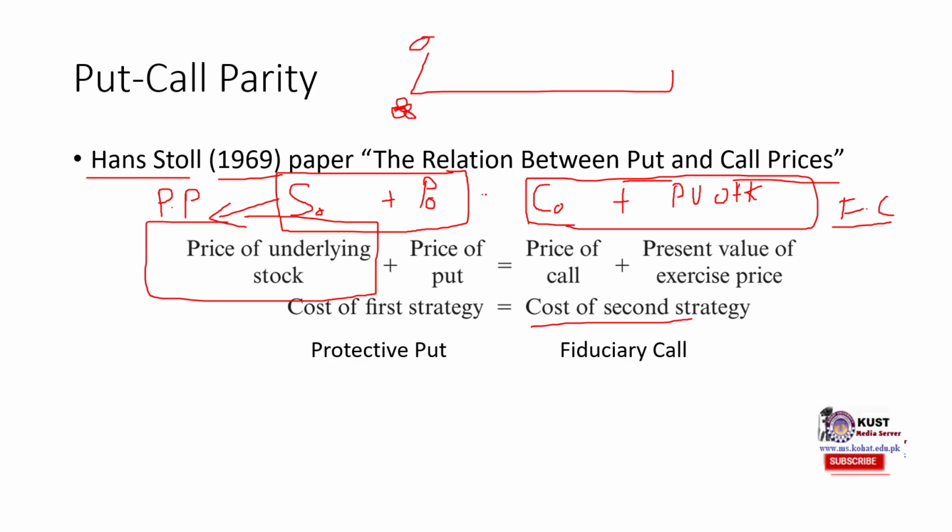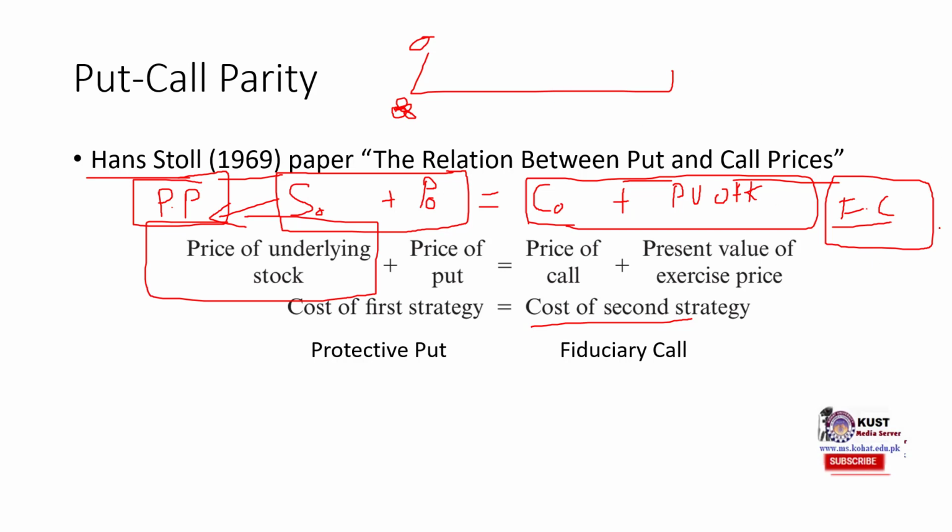So, what Hans Stoll says in his paper is that this protective put strategy and this fiduciary call strategy would produce the same return, the same cash flow. The end result of these two strategies would be the same. So if we invest some amount, we would get the same return at the end of the maturity.